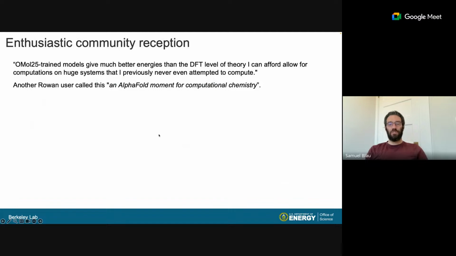So just to wrap up with a few examples of the community reception, it's been really, really exciting to see how enthusiastic the reception has been. Some people are calling this an AlphaFold moment for computational chemistry.